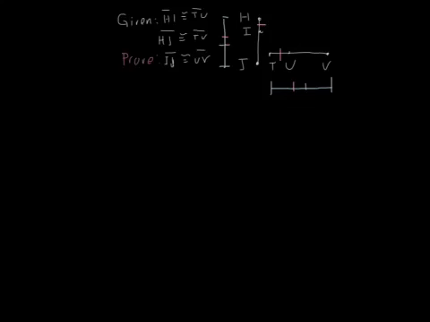I apologize for my U and my V. This is a U and a V. Don't get confused by those. So now I've got my picture labeling everything that's given. They want me to prove that this segment here, IJ, is congruent to UV. Okay, let's just think about this before we get started.